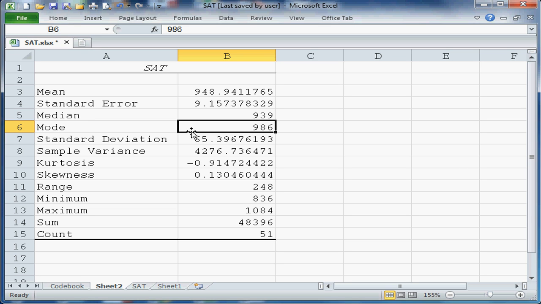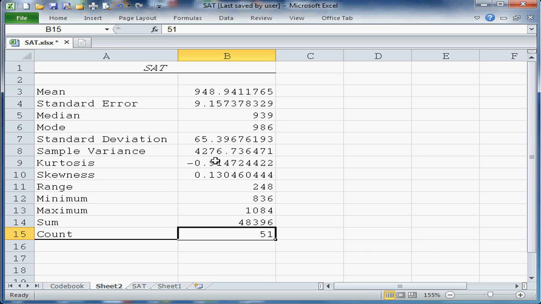Then we have some measures that relate to the variability of the data. We have the standard deviation, which is a measure of the average difference between each individual data point and the mean. If we square the standard deviation, we get the sample variance, and if we take the largest value minus the smallest value, we obtain the range. Notice that it counts the number of data values being analyzed.